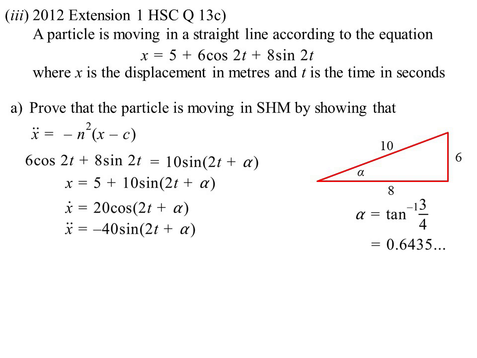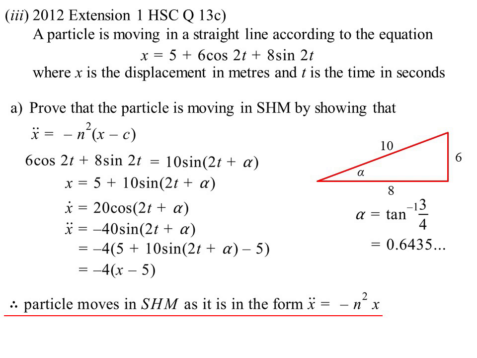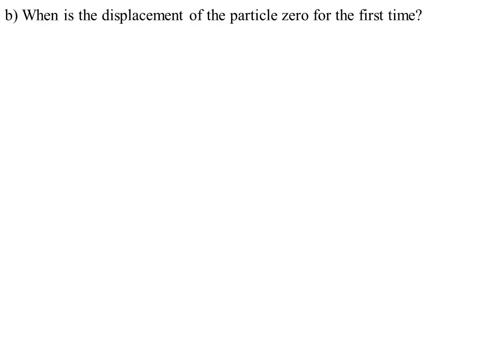I'll differentiate that a couple of times, and yeah, that is minus 4, and the shift that's happening here is 5. So the centre of motion here is not necessarily going to be at the origin. We've shifted the problem a lot, but it is in that form, minus n squared x. Now, when is the displacement of the particle 0 for the first time? In other words, let's solve that equation. Okay, trig equation to solve.